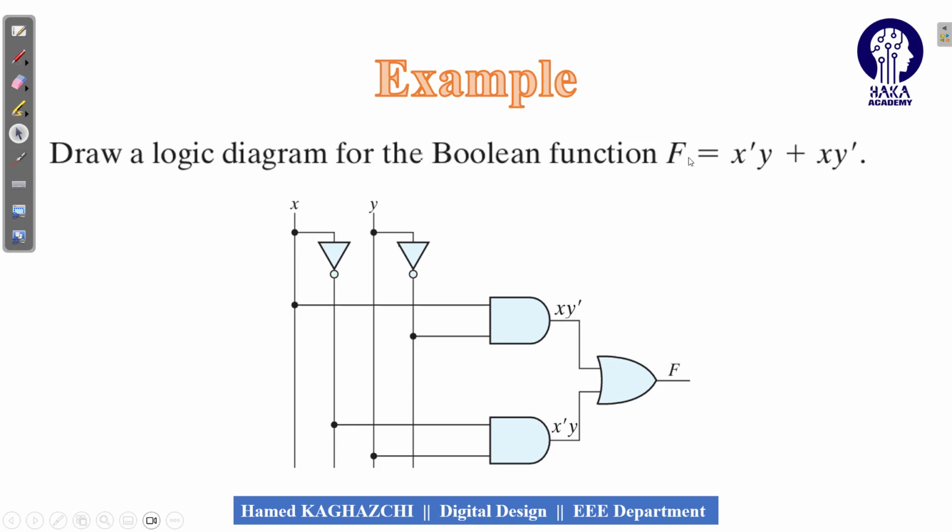For another one, if I have this function x prime y plus x y prime, you can see that we can have this circuit. Again, from here we have x prime, from here we have y, from here we have x, and from here we have y prime. Both of them are ORed together.